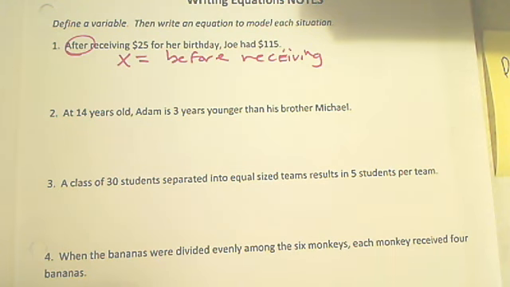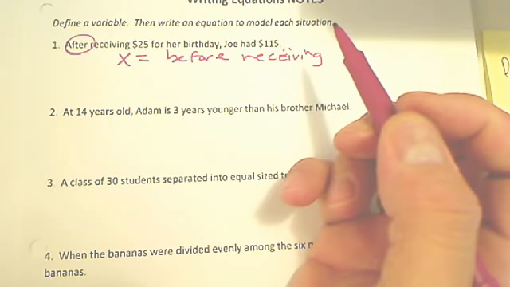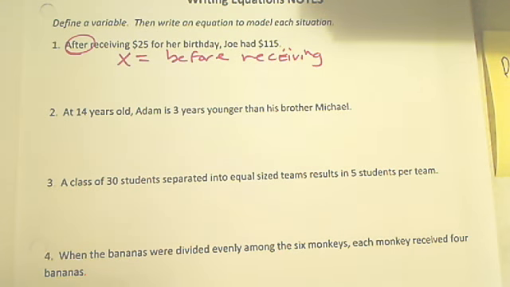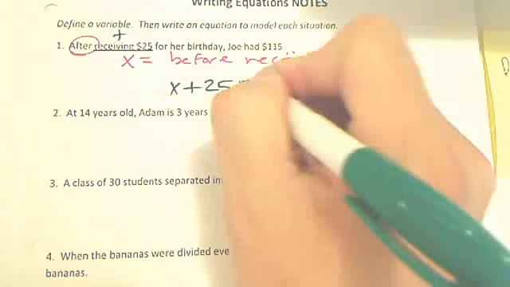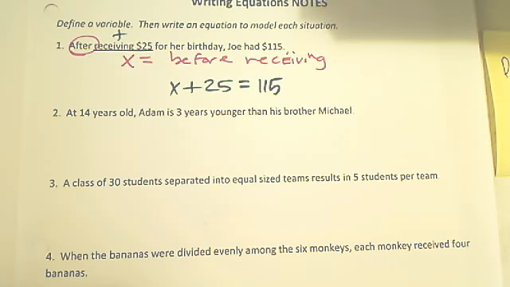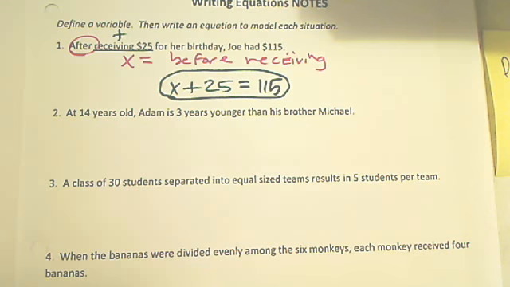How do I know? Because the sentence says after receiving. How much did he receive for his birthday? 25. Receiving, you're adding. X plus 25. They now have 115. There's my equation: X plus 25 equals 115. A few weeks ago we solved it. Today we're just going to identify them. Very straightforward.